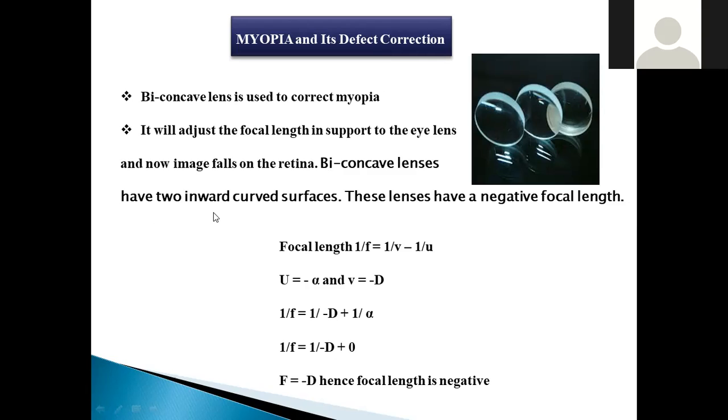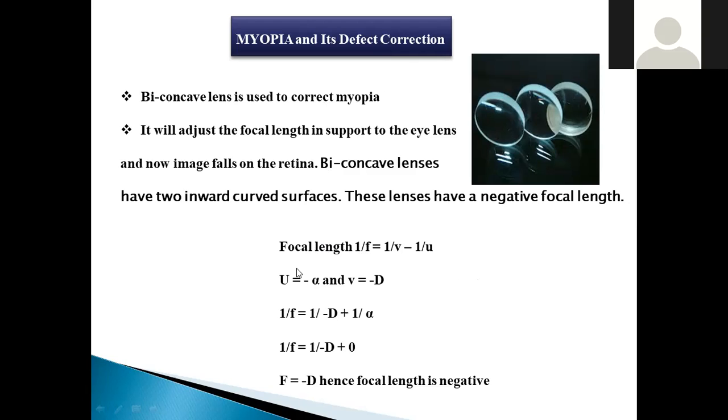Biconcave means two inverted curves will be there. Curvature appears on both sides, so in both surfaces curvature is there. That is said to be a biconcave lens. These lenses have negative focal length. Always their focal length value will be negative. Hence, myopia is also known as negative sight, because the focal length value will be negative.